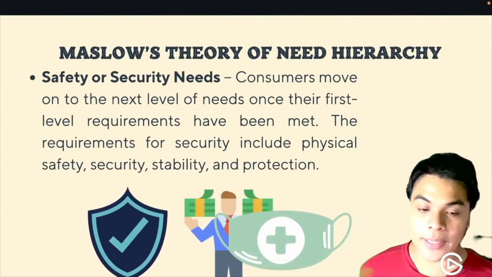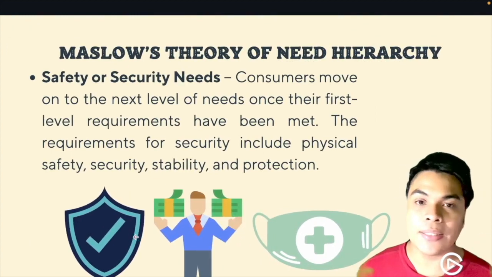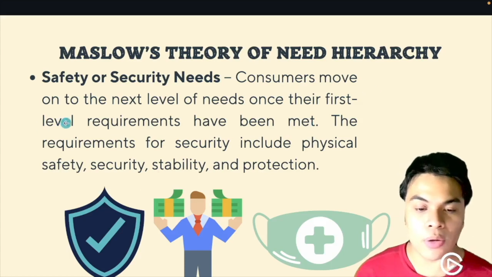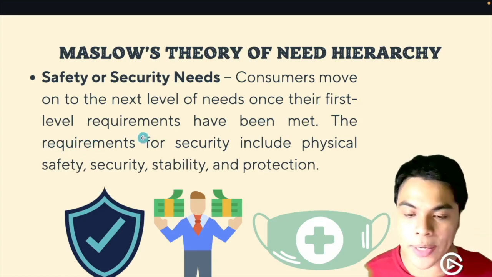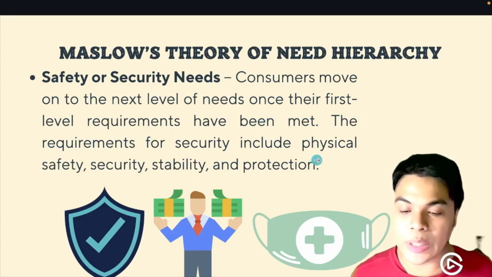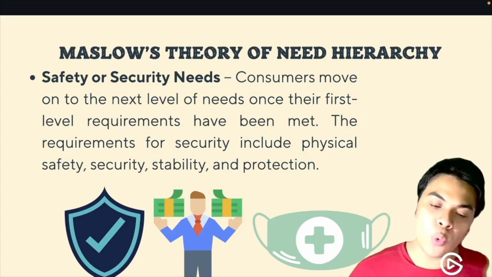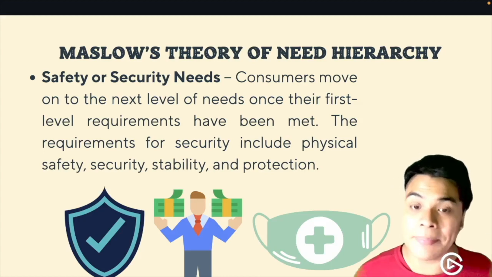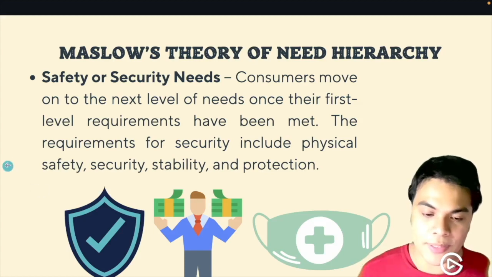Okay? After that, syempre, our safety and security needs, di ba, the ability or the need to be safe. Consumers move on to the next level of needs once the first level requirements have been met. The requirements for security include your physical safety, di ba? At saan natin unang nararamdaman ang safety? Of course, in our families. Ayan. Our family will provide the first level of safety.